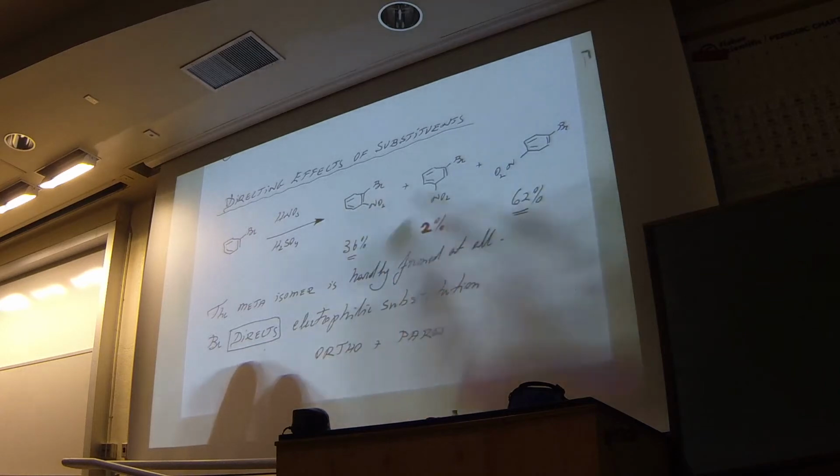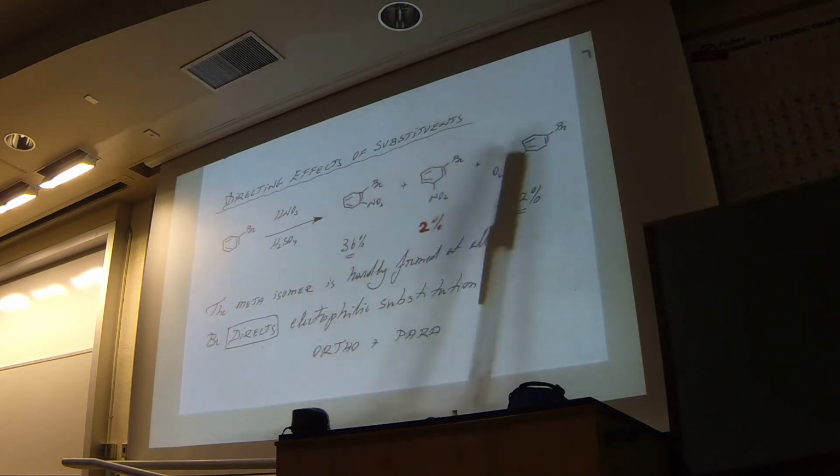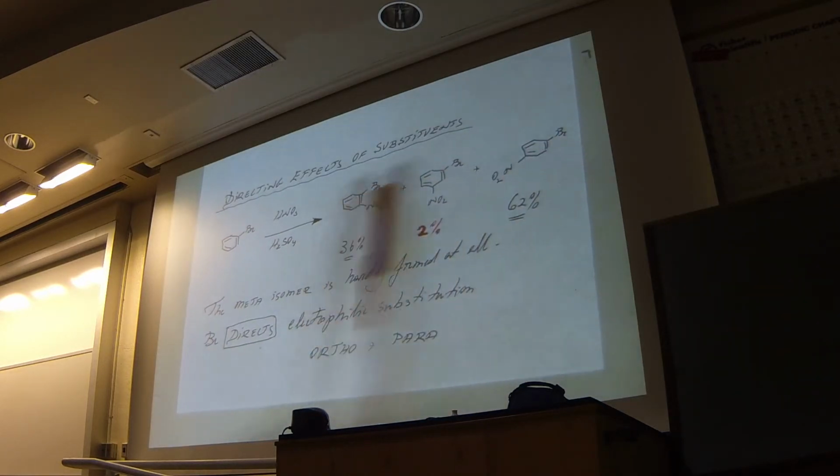Okay, let's go back to this first example. How many ortho hydrogens do I have? How many ortho positions do I have, ortho to the bromine part? 2. How many para? 1. 2 to 1. So if it's a statistical ratio, I should get 2 to 1. Instead, it's almost 1 to 2. What gives?